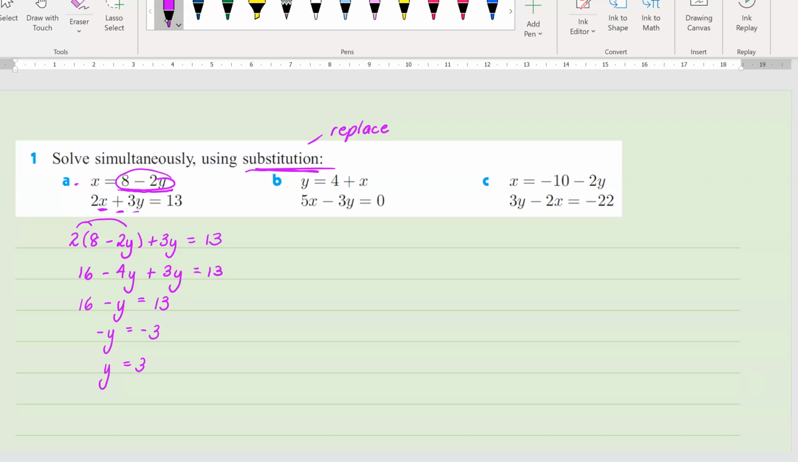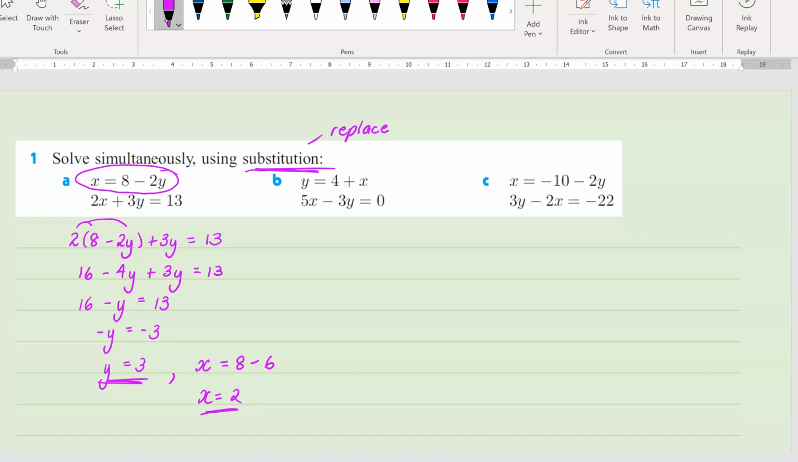You're not done, because I also want my x value. Now you could put it back into either one of these two equations. You could put it into this one, or you could put it into this. Which one do you think would be the easiest option? Well, I reckon that one, because it's already got x by itself, so all I have to do is go x equals 8 minus 2 times y, y is 3, so 2 3s are 6, therefore x equals 2. And these are my two solutions to these equations.